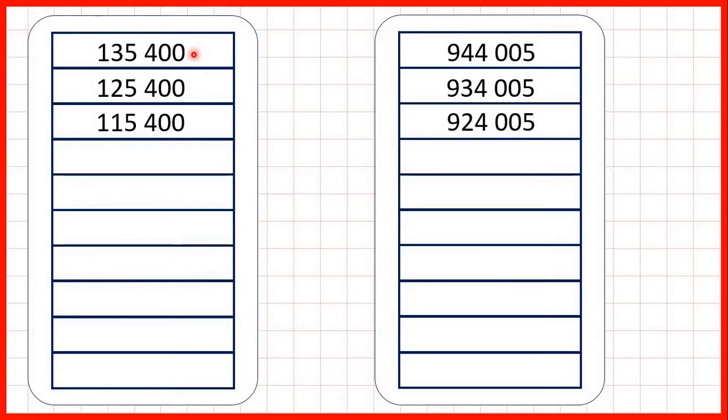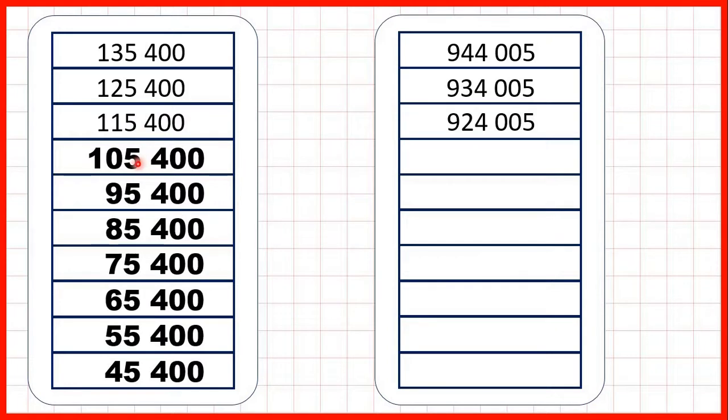Now we need to count back in steps of 10,000. First, we have 135,400, 125,400, then 115,400. So what are the next 7 numbers in this sequence? Well, if we show them, we can see that counting back in steps of 10,000 is just like counting back in ones, because we're subtracting 1 10,000 each time. And that means our thousands, hundreds, tens, and ones digits will stay the same.